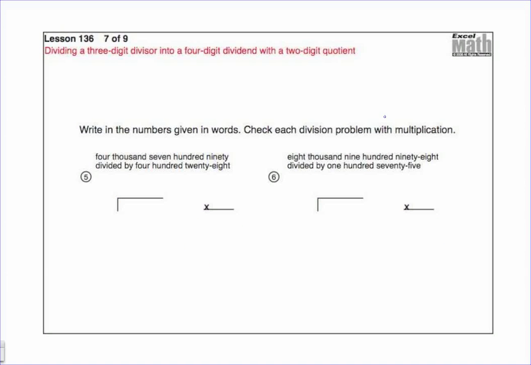All right, here are a couple more. Go ahead and pause the video, turn it back on after you've written the problem and solved the problem.